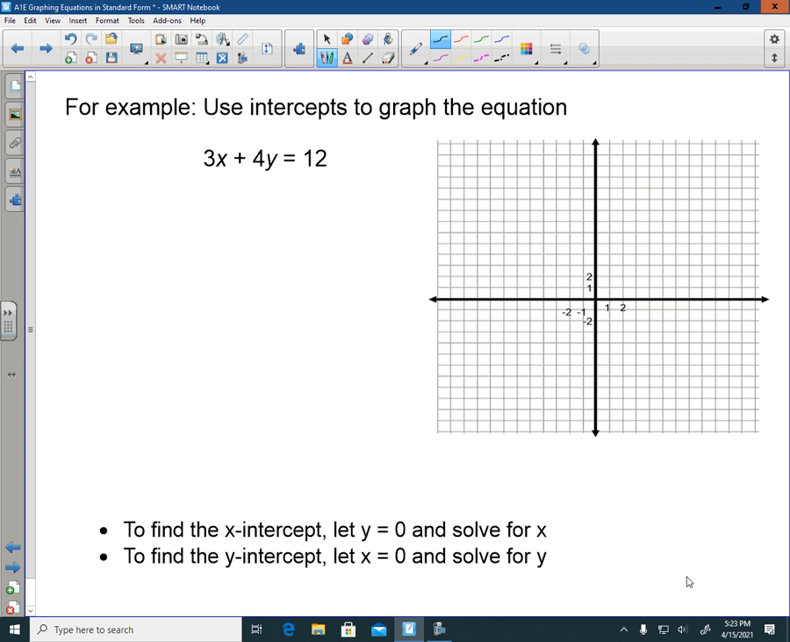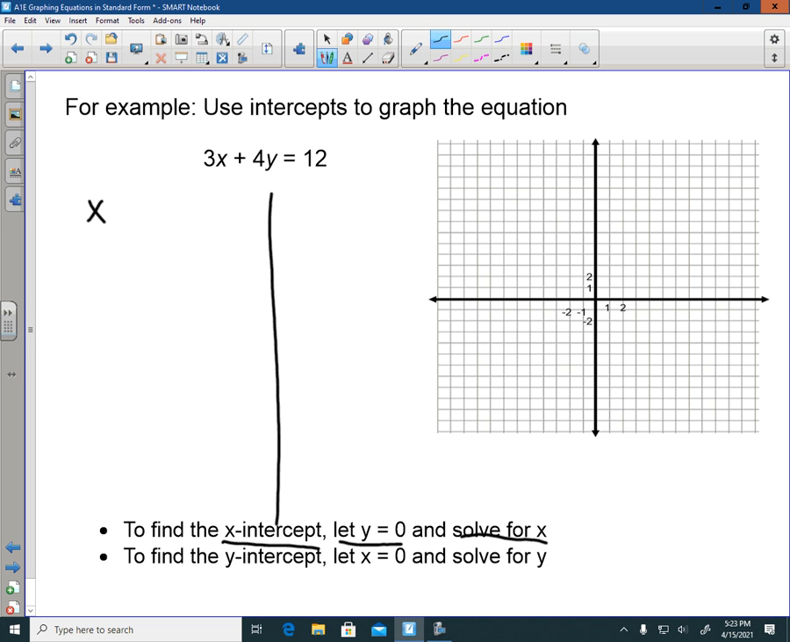So here's the kind of question you'll be asked. Use intercepts to graph the equation. Now notice that this equation is in standard form. Now when we're using standard form, this technique that I'm about to show you is really, really clever. So we'll start with the first part. We're going to find the x-intercept. Let's do that first. So what we're going to do is let y equal 0, and then we will solve for x.